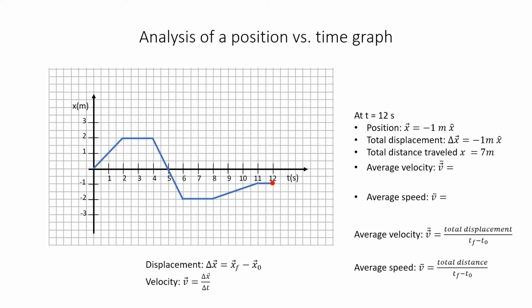We find that our position at 12 seconds is -1 meters. We also have total displacement at -1 meters in the x-hat direction, and the total distance traveled is now 7 meters. We went 7 in the positive direction, then 4 in the negative direction, and then 1 meter back, which is a total of 7 meters.